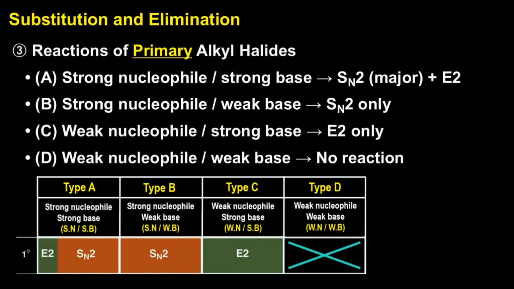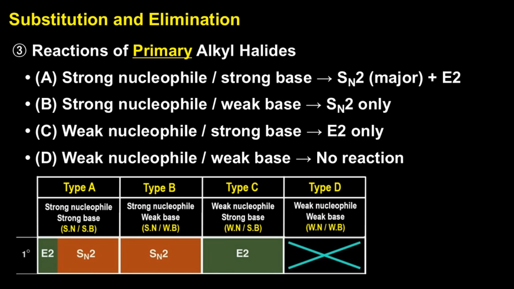If you've got a strong nucleophile and a strong base, like sodium hydroxide or sodium methoxide, SN2 is the major pathway. You might get a little bit of E2, but substitution clearly dominates. And remember, this happens because type A reagents aren't just strong, they're also small, which makes it easier to attack the carbon directly. If the nucleophile is strong, but the base is weak, we're looking at pure SN2.